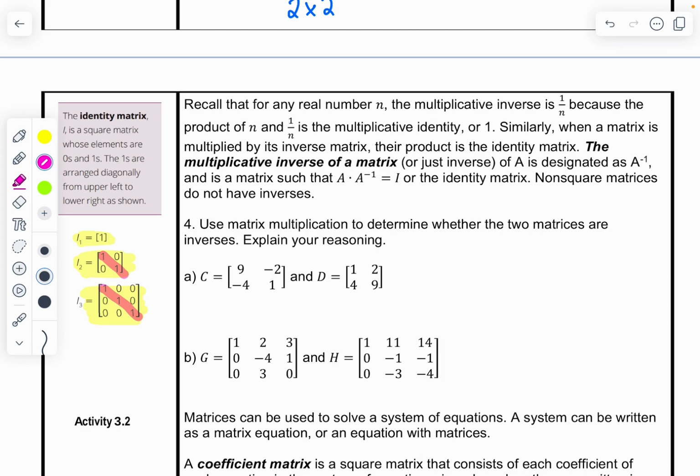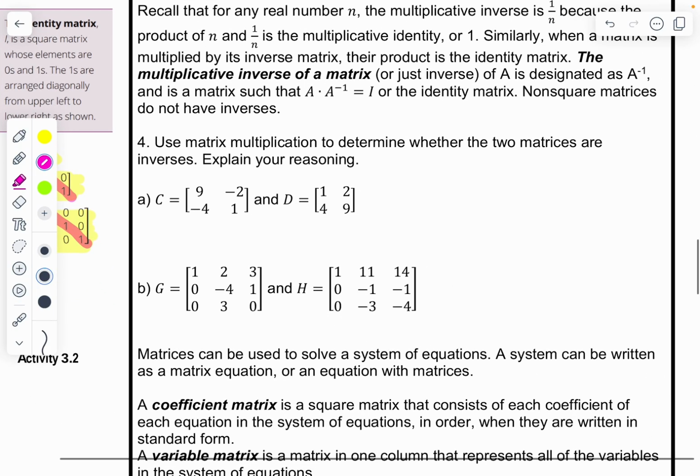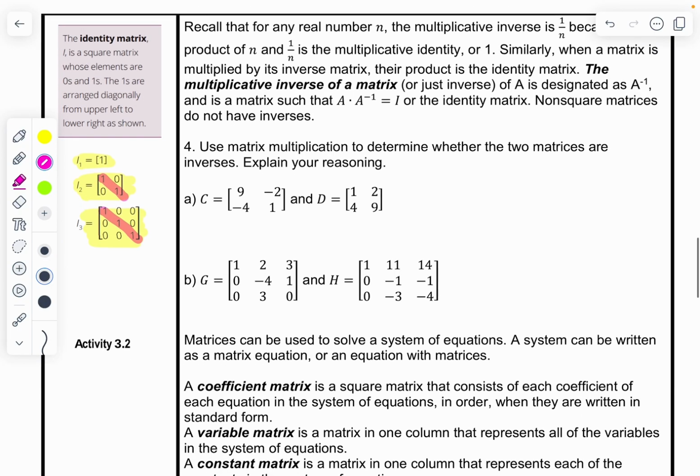Now, if it's not a square matrix, it does not have an inverse, okay? So what we're going to do is use matrix multiplication to determine whether the two matrices are inverses. So in part A, we're going to multiply C times D and see if we get an inverse, which is going to look like this one right here because it's a 2 by 2.